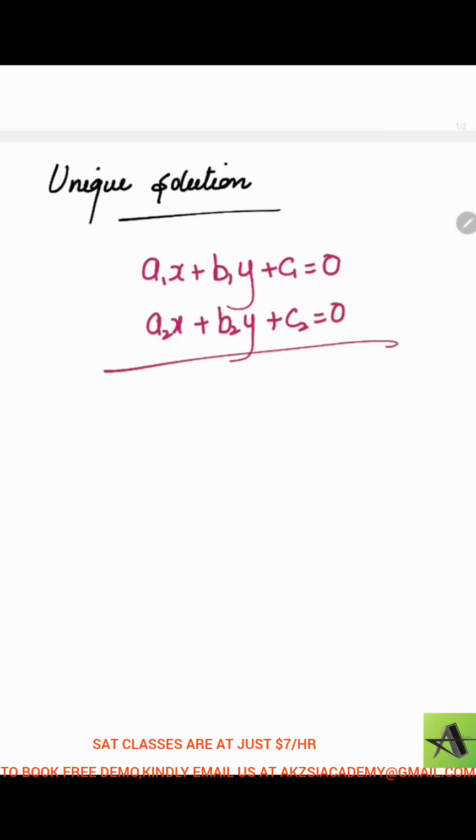Now, without solving, I have to find whether it has a unique solution or not. So I just need to find their ratios, a1 over a2, b1 over b2, and c1 over c2. And I have to see that if a1 over a2 is not equal to b1 over b2. If they are not equal, then it's a case of unique solution. So let me see an example.